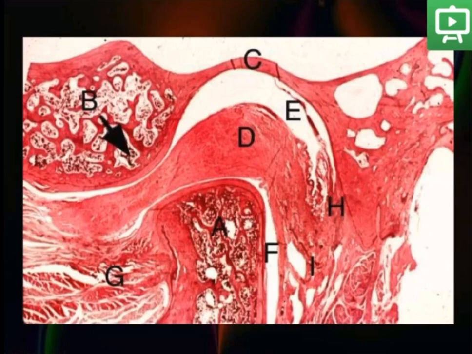Next, we see in A the head of the condyle bone, B is the articular eminence, C is the mandibular fossa made of compact bone, D is the articular disc region, E is the superior synovial cavity, F the inferior synovial cavity, G is the lateral pterygoid muscle fibers, H is the superior retrodiscal lamina, and I is the inferior retrodiscal lamina, or the retrodisc of the disc.